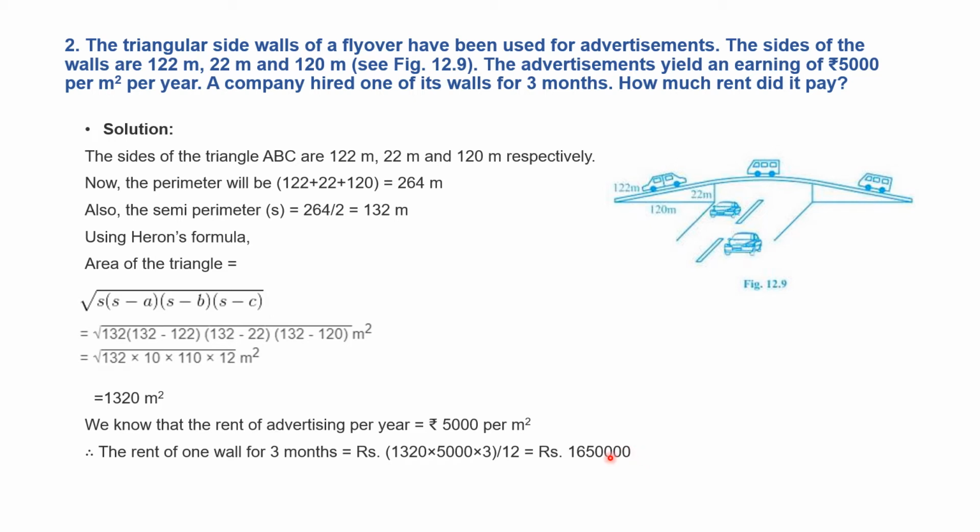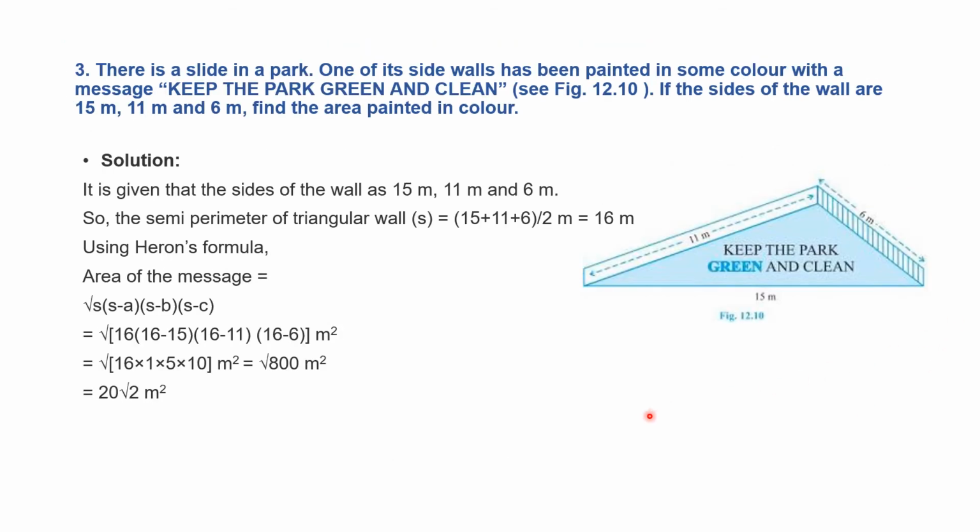Now we will discuss our next question, that is question number 3. Have a look. The question is, there is a slide in a park. One of its sides has been painted with some color and a message is there, keep the park green and clean. Now the question is, if the sides of the walls are 15, 11 and 6, we have to find the area painted in color.